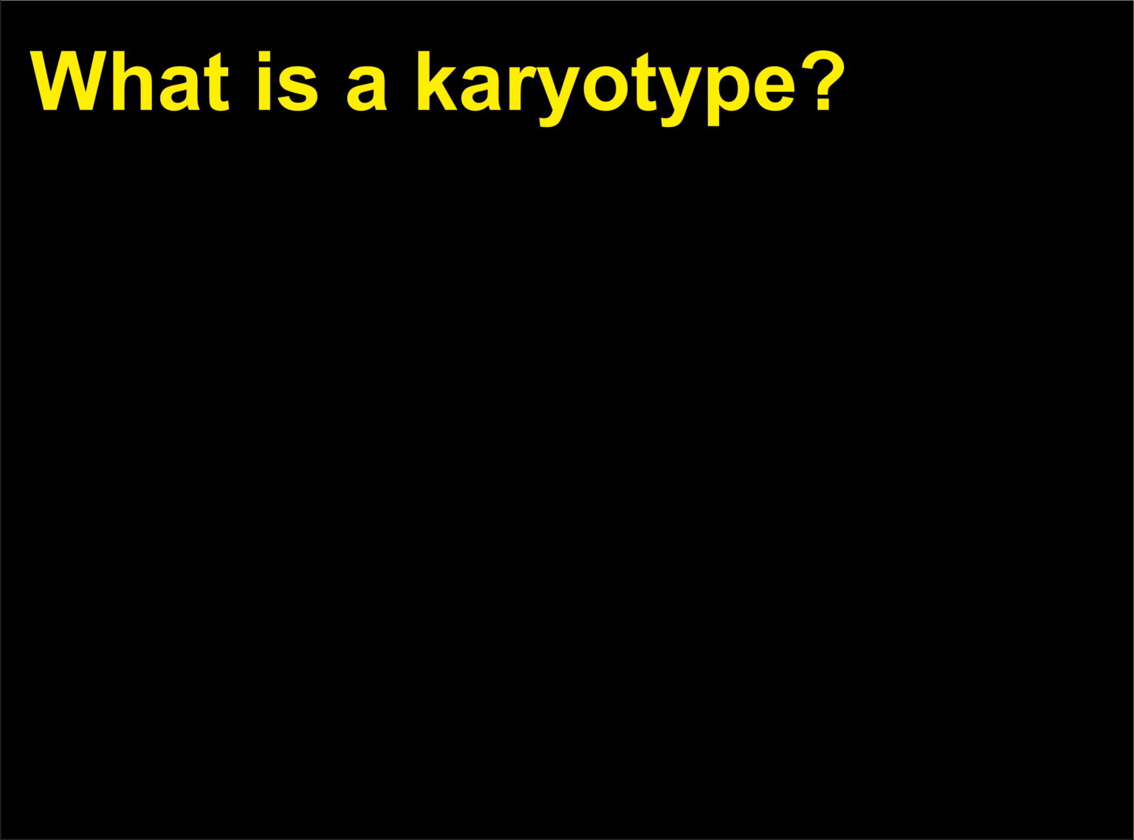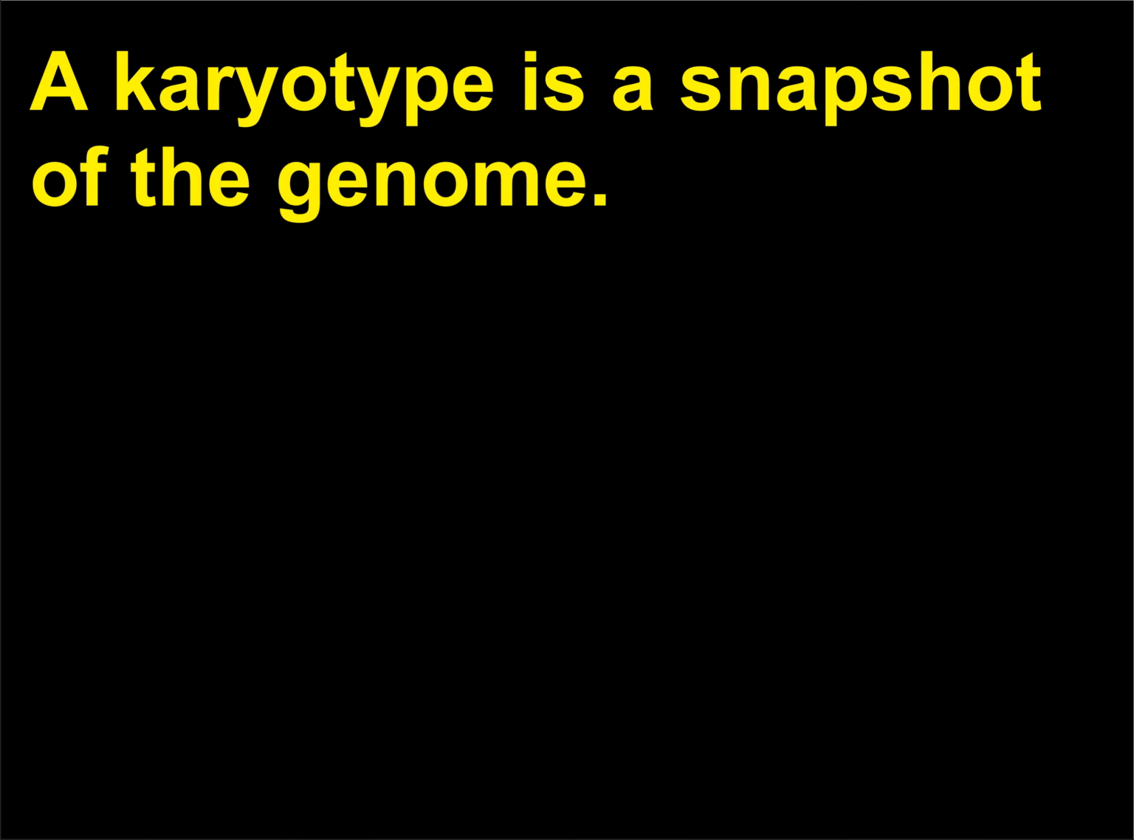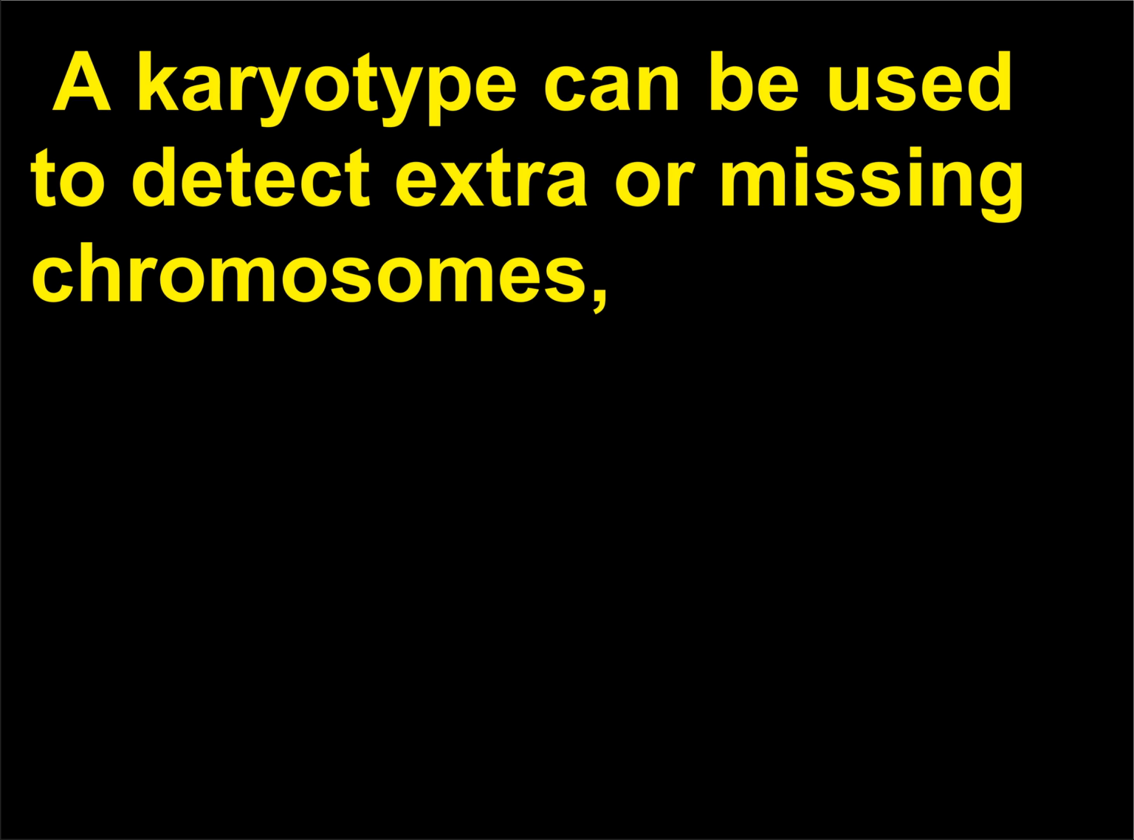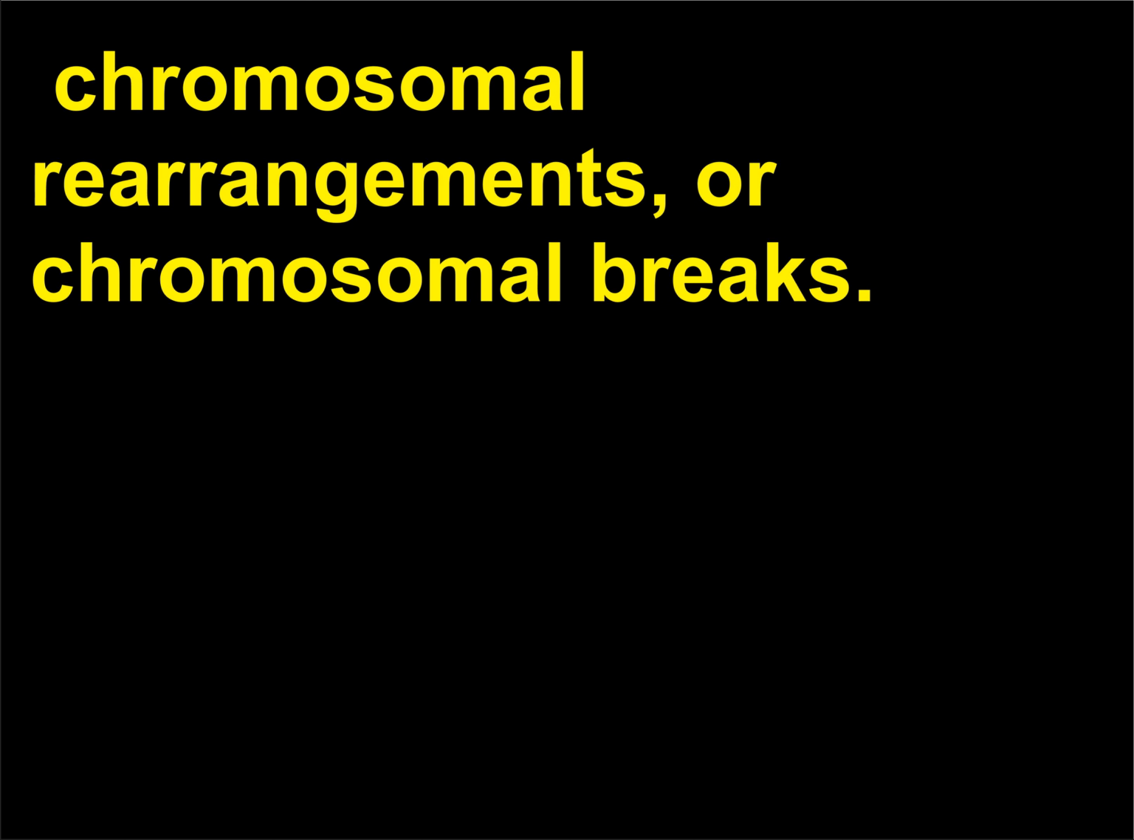What is a karyotype? A karyotype is a snapshot of the genome. A karyotype can be used to detect extra or missing chromosomes, chromosomal rearrangements, or chromosomal breaks.